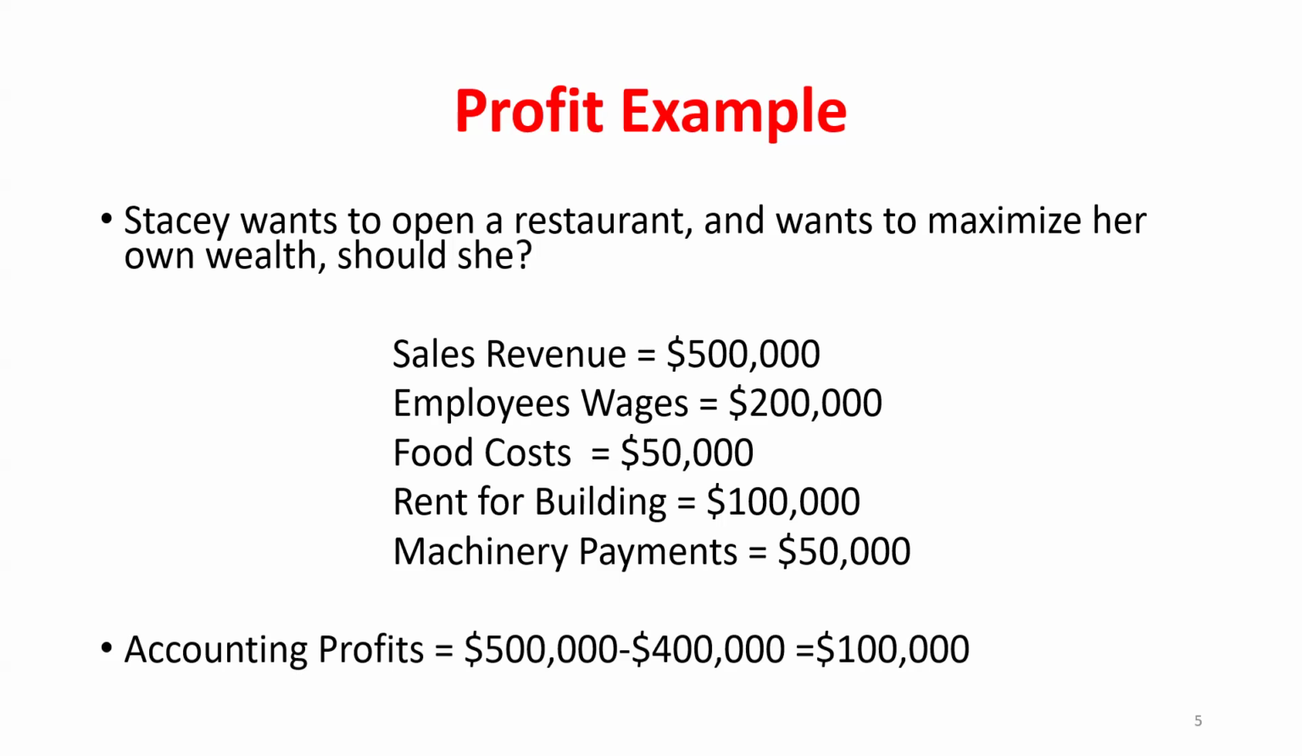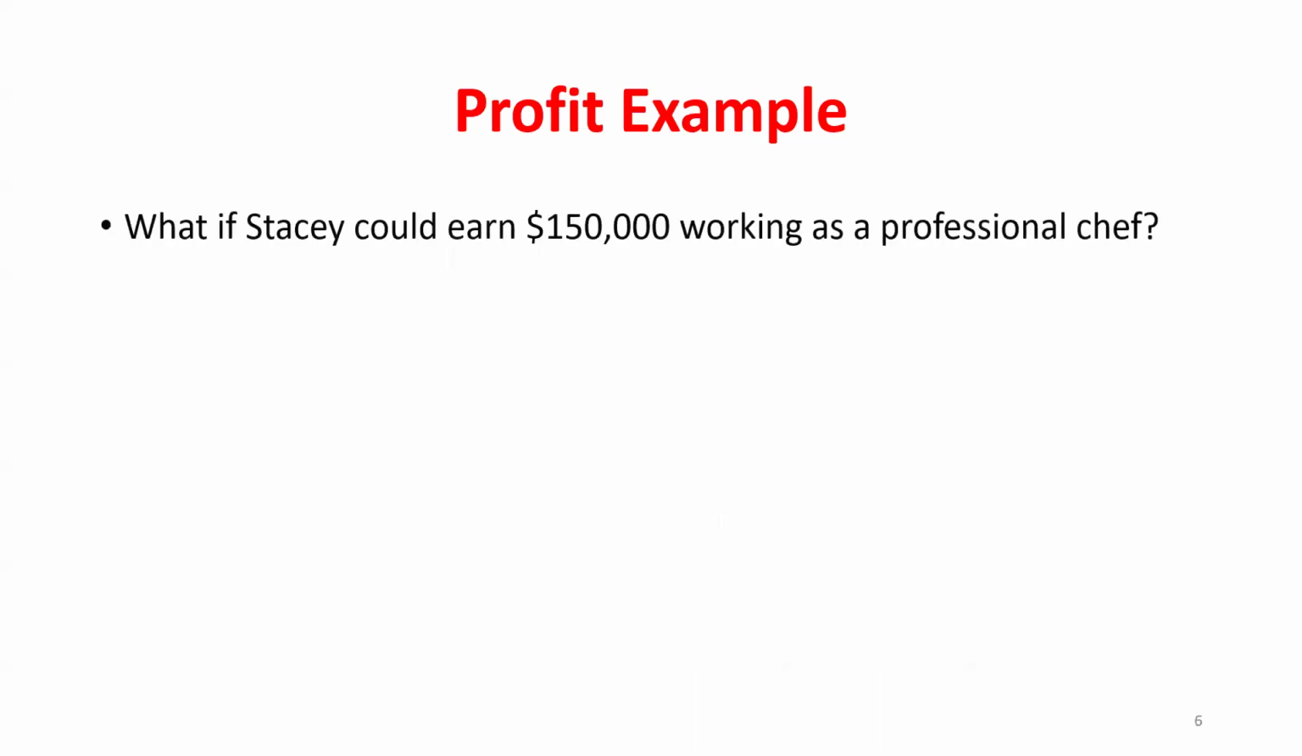Implicit costs. Instead of owning my own business, my own restaurant, what could I be doing with my time? Working for somebody else. Right? So let's say I'm in like Indianapolis and I could work for like a high-end restaurant as a chef. And I don't know, this might seem outrageous, but let's say I could make $150,000 just to make the point. Well, if I have my own restaurant, I'm making $100,000. But if I work for someone else, I can be making $150,000.